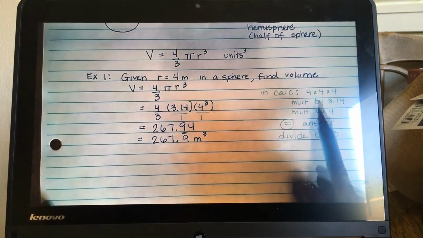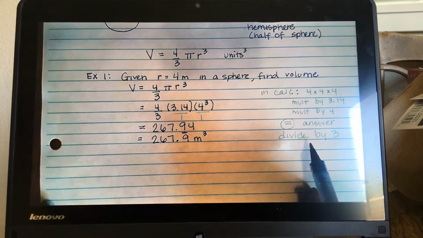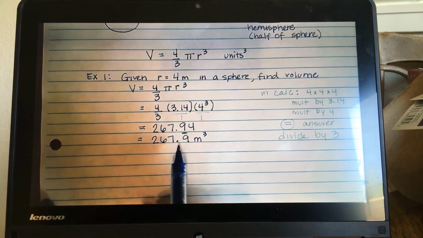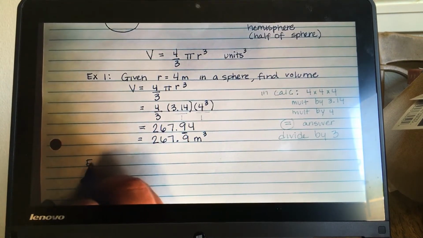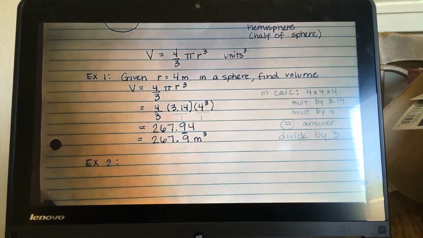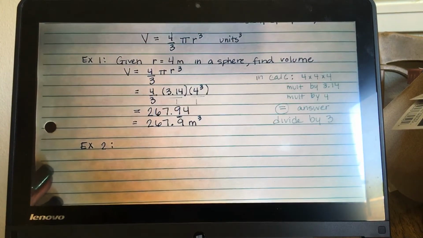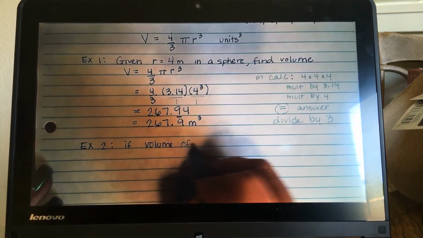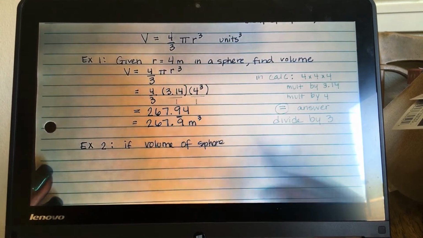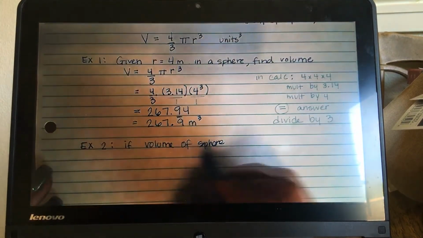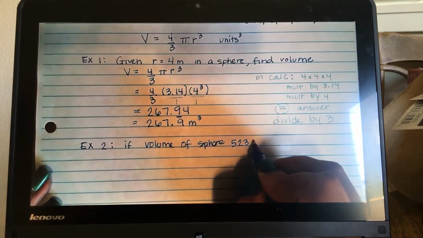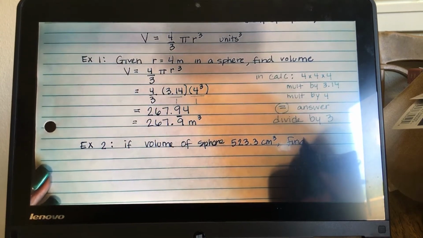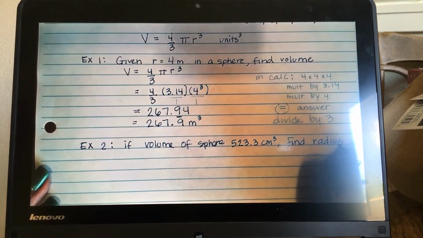So again, we've got our steps for how to plug it into the calculator. This is a pretty straightforward volume problem. Given the radius, plug it in, come up with our answer. Let's take a look now if we need to work backwards. If we are given the volume of a sphere, and the volume of that sphere is 523.3 centimeters cubed, work backwards to find the radius.